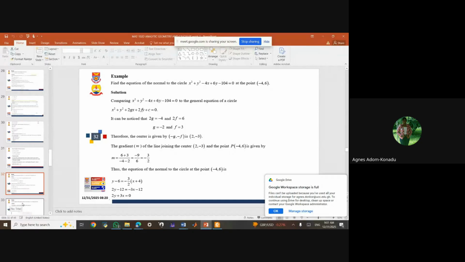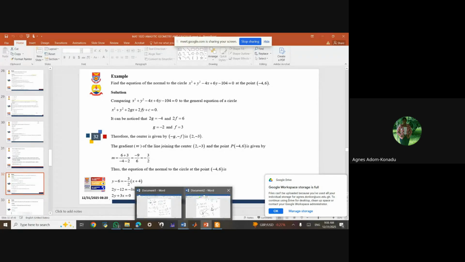So example, we want to find the equation of the normal to the circle x squared plus y squared minus 4x plus 6y minus 104 equal to 0 at the point negative 4, 6. Okay. So we have a point on the circle as this. Then we have the equation of the circle. So we want to find the equation of the normal.